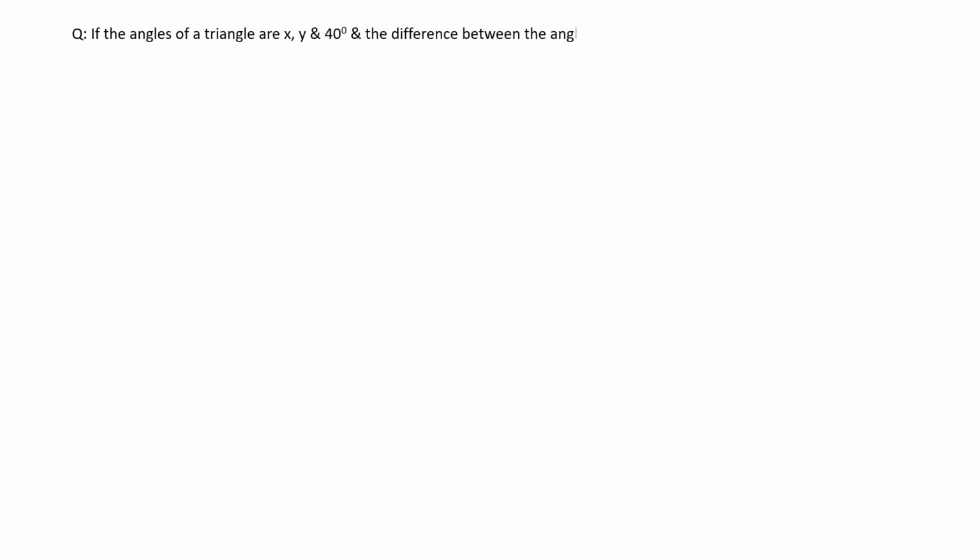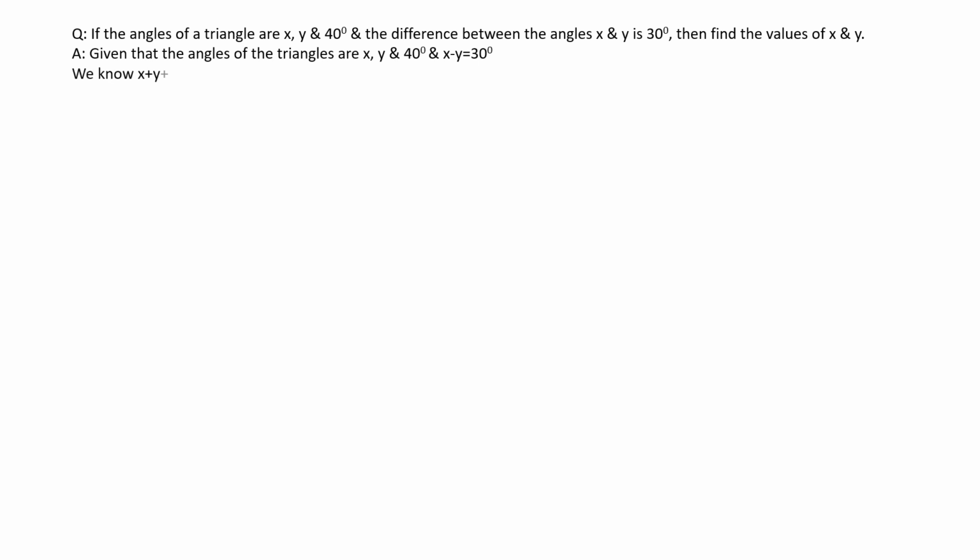If the angles of a triangle are x, y and 40 degree and the difference between the angles x and y is 30 degree, find the value of x and y. Given that the angles of a triangle are x, y and 40 degree and x minus y equals to 30 degree. Now we know the sum total of all the angles in a triangle is 180 degree. That means we can write it as x plus y plus 40 degree equals to 180 degree or x plus y equals to 180 minus 40, which is 140 degree.